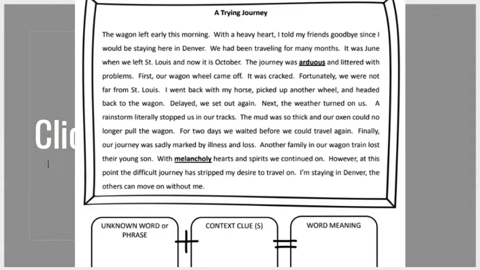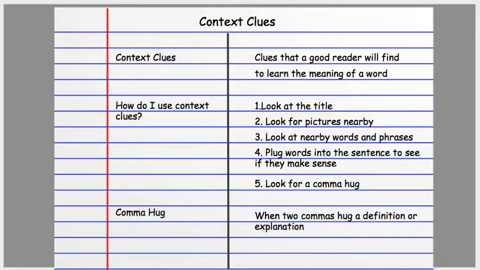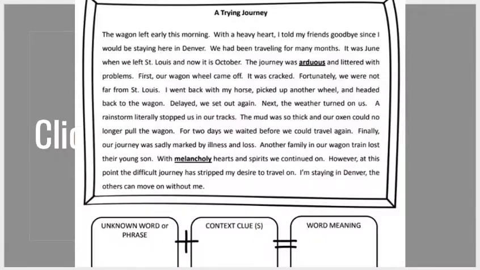Now, we've got this little short story here. What we are going to do is break it down to figure out what these underlined words mean. So, first thing we need to examine if we look back is our title, A Trying Journey. The second thing was pictures. There's no pictures here. So now we're looking at words and phrases, which means we need to read the story.